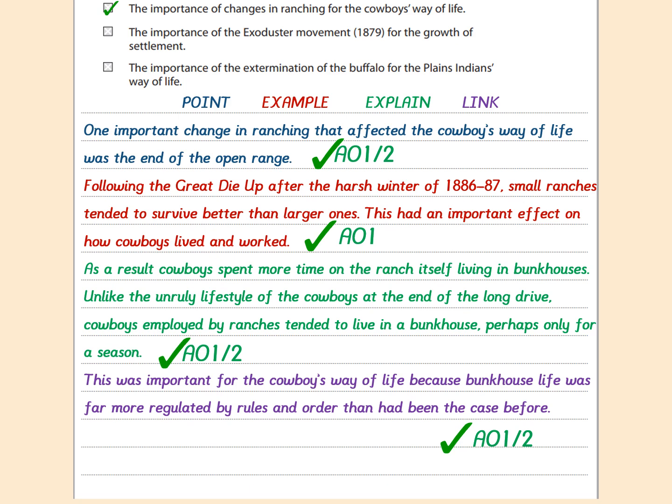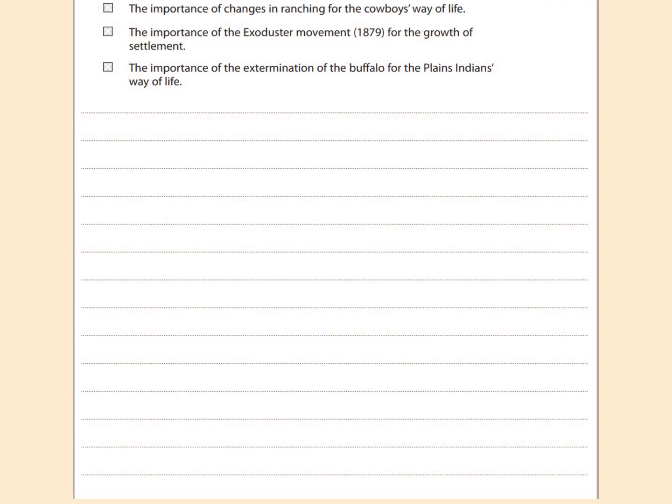Yes, I've said about the change. Smaller ranches thriving better after the Great Die-Up. And I've also given the effect it had on the cowboy's way of life. More regulated, bunkhouse-based living. Let's have another go. After all, you'll need to include more examples than I've shown so far. Let's see what you think of this.